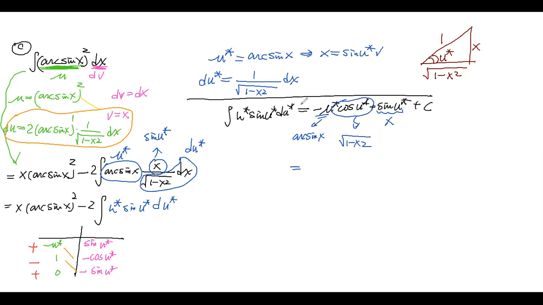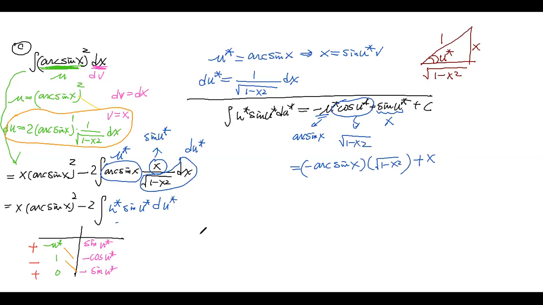So now I change everything back to the x's here. I can rewrite this one here. This will be negative arc sine x times the square root of 1 minus x squared, correct? All right. Then I have this one here, which is a plus, so this is just sine u star, so this is x here, right? So this is this integration.